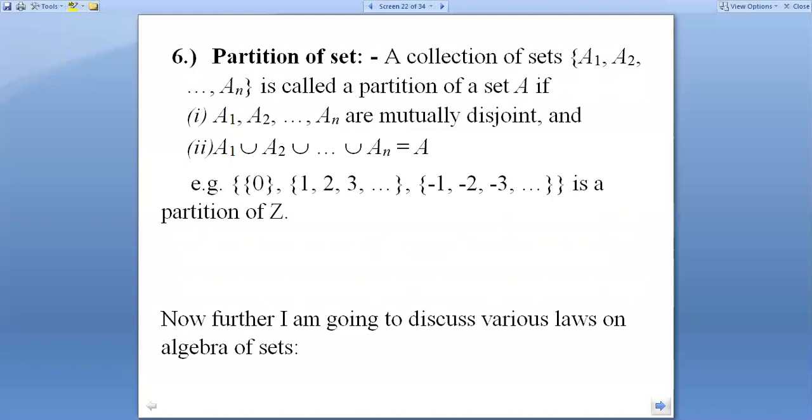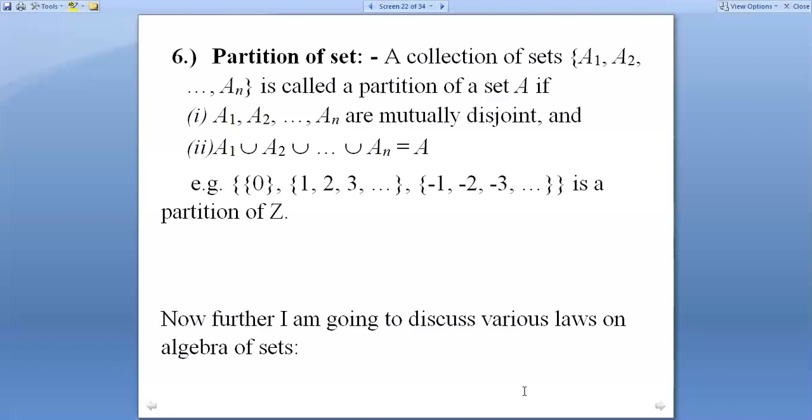And the second condition is that when we take the union of those sets, that is, of the whole collection we are considering, then that union will be equal to the whole set.